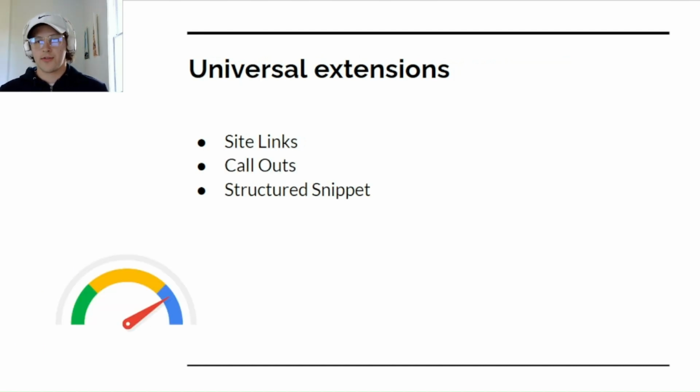Okay, so there are 3 universal extensions. We have site links, callouts, and structured snippets. So site links are additional links that appear under the text of the search ad, directing users to specific pages on your website, right? You can have contact us pages, a blog, a page that has a lot of very relevant product information. And site links have very specific benefits, right? So adding a site link can boost the average click-through rate of your ad, and they can also reduce the steps to conversion by bringing users directly to the right place.